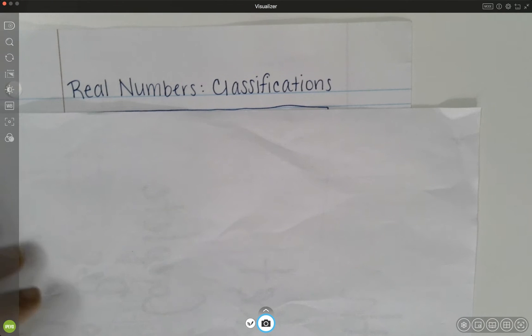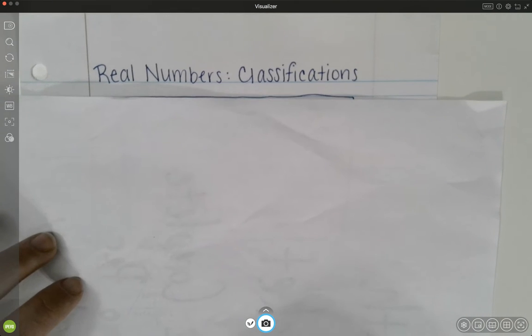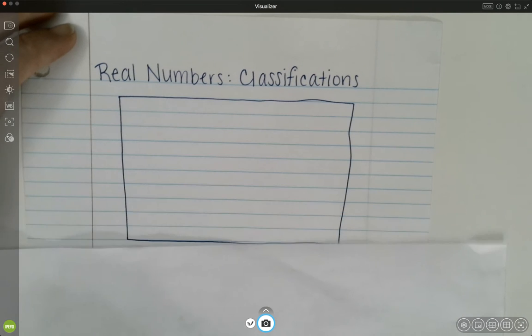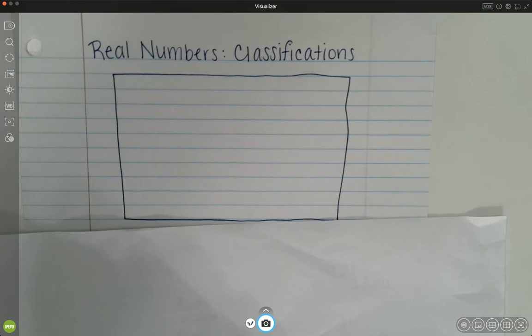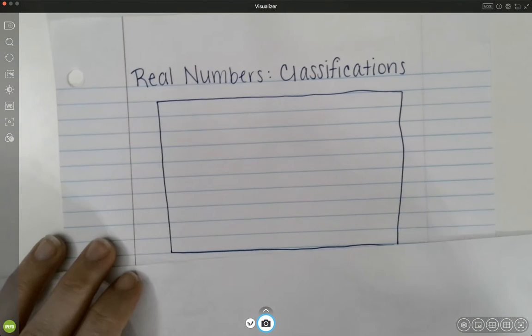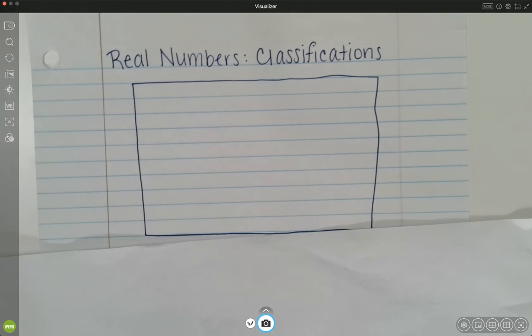All right, so in this video, we're going to be taking a look at the classification of real numbers. This is more definition-based than anything else, so hopefully I can give you some tips and tricks on how to possibly remember some of these concepts and the way things are. I have here a rectangle, and with this rectangle, I'm going to make an illustration of how we can remember these classifications.